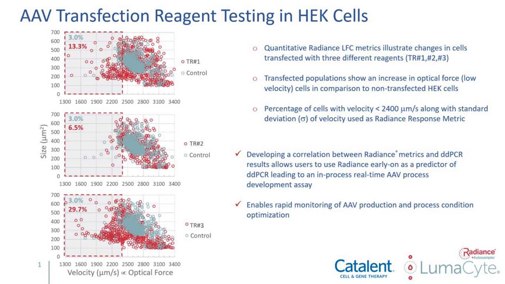So thus developing a correlation between the Radiance metrics and the ddPCR results allows the users to use Radiance as an early predictor of ddPCR, leading to an in-process real-time AAV process development assay that we currently do not have. And this could enable rapid monitoring of AAV production and process condition optimization.